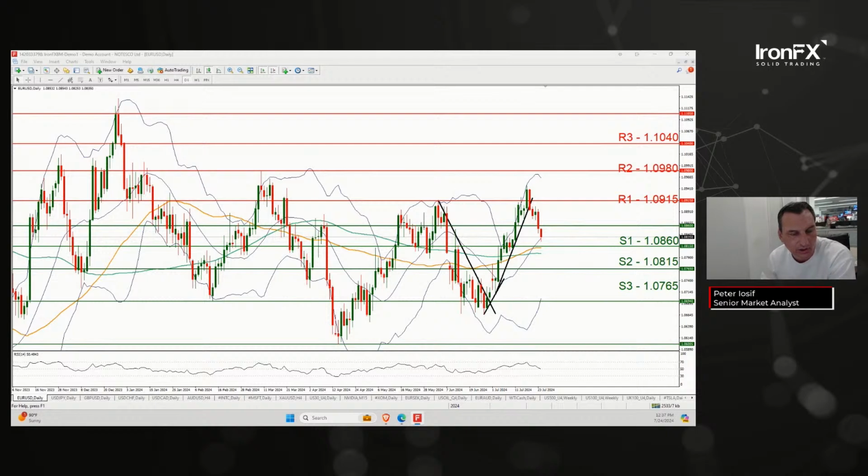Okay, we had the preliminary PMIs for July. First of all, we had the GfK German consumer climate. That was better than expected. Still in the negatives, but improving and more than what the market expects, which could have been a little bit supportive for the euro. Let's have a look at the minute chart.